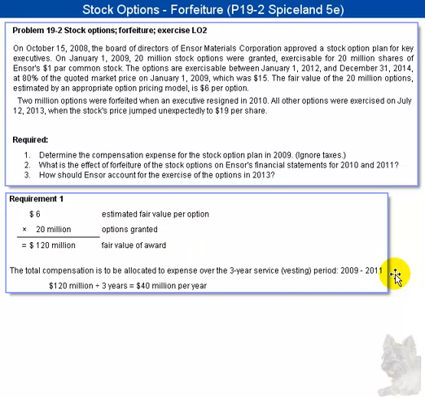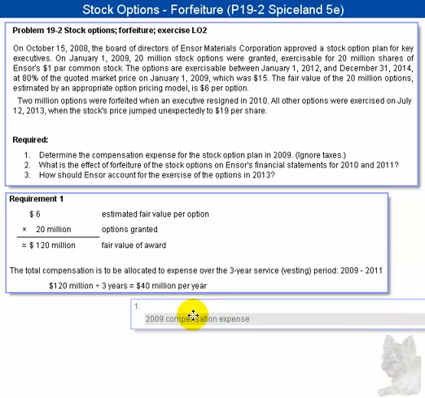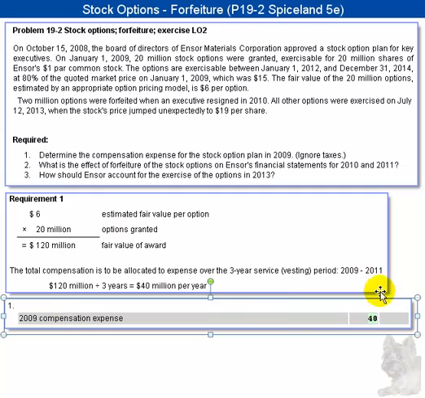Now the total compensation is to be allocated to expense over a 3-year vesting period between 2009 and 2011. So we take the 120 million, divide it by 3 years, and we have 40 million per year. And so the solution would simply be the $40 million.